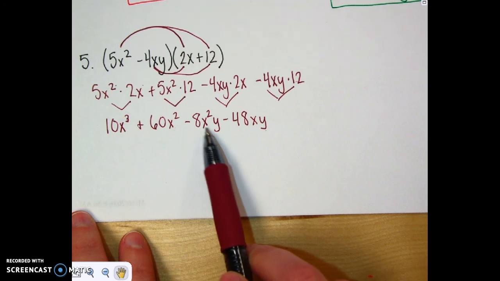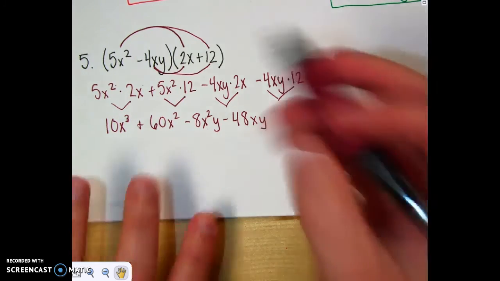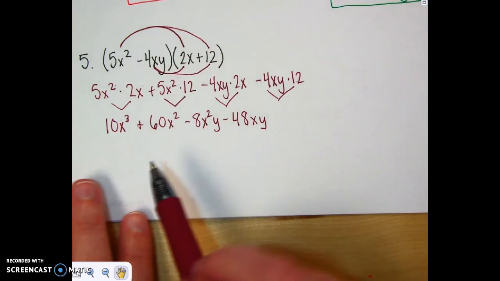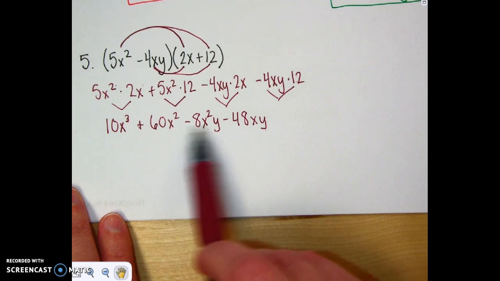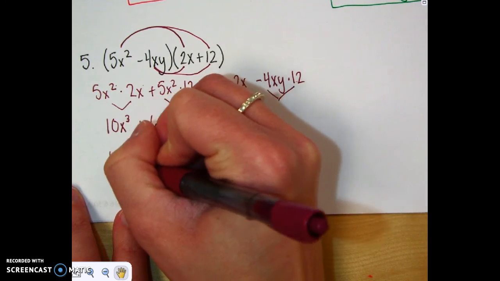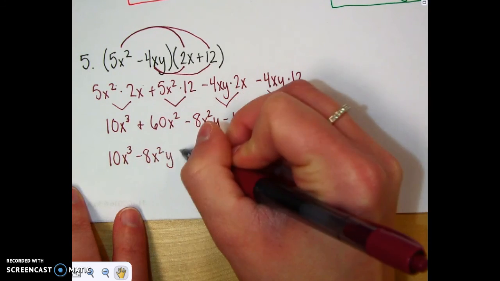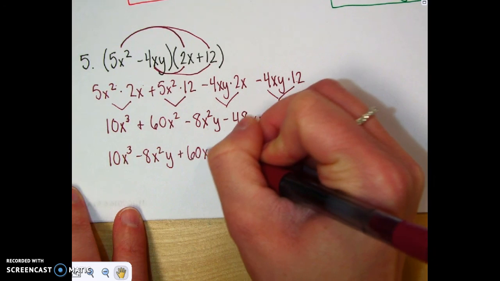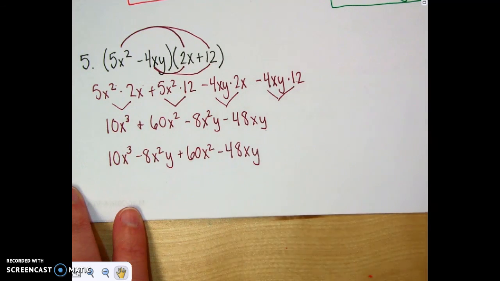I do not have any like terms. I know there's an x squared here and an x squared here, but this also has a y attached to it, so I can't do anything with it. So let's just make sure it's in standard form. This has a degree of 3, 2, I gotta switch these two. Okay, so in standard form, that's going to be 10x cubed minus 8x squared y plus 60x squared minus 48xy.